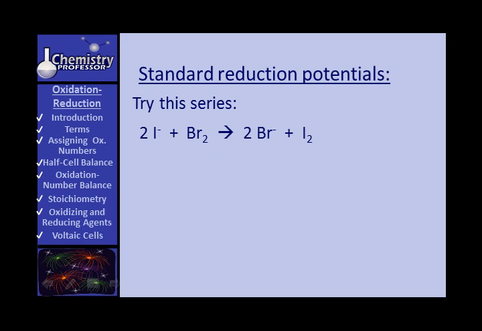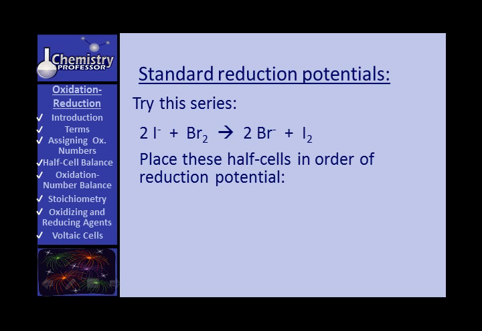Try this series. We have iodide ion reacting with bromine, producing bromide ion plus iodine. That's what we observe. That's the reaction that occurs. Now there are two half cells involved. Let's put them in order of reduction potential. Here they are. Iodine gains 2 electrons, producing the iodide ion. Bromine gains 2 electrons, producing the bromide ion. Now which one is going to gain the electrons? Well, you look at the reaction and you say, the bromine is going to gain the electrons. Sure, the bromine has the greater reduction potential, so it belongs on top.